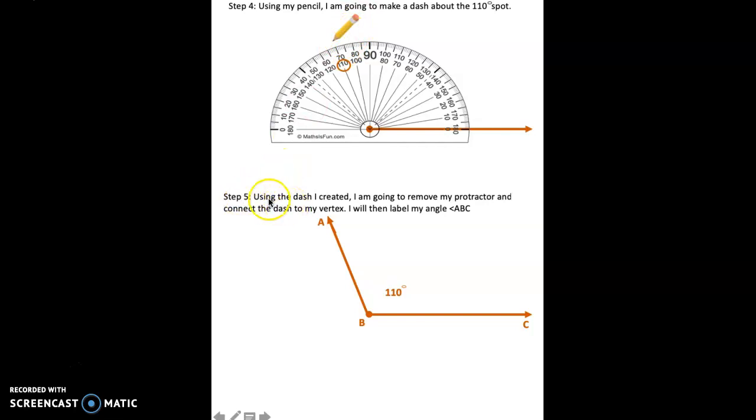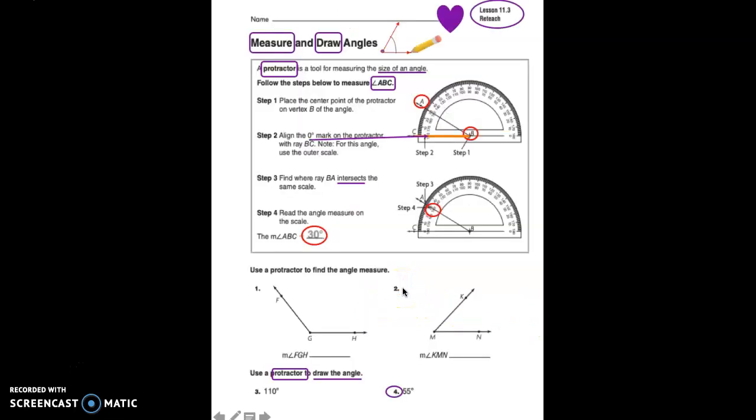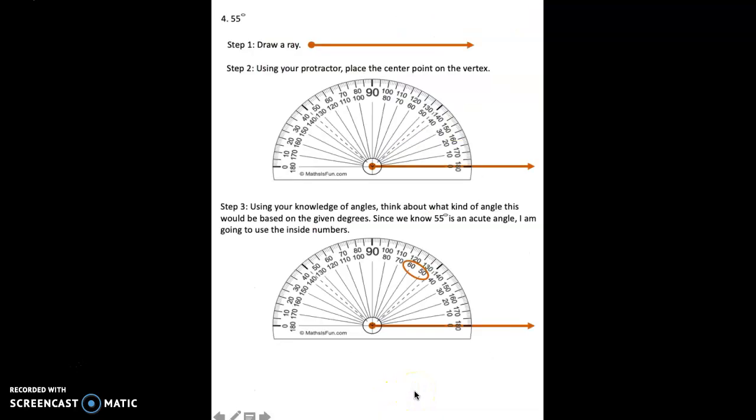And step 5, using the dash I created, I'm going to remove my protractor and connect the dash to my vertex. I will then label my angle, angle ABC. Here you go, angle ABC. And it's 110 degrees. Let's try number 4, 55 degrees. I'm going to follow the same steps.